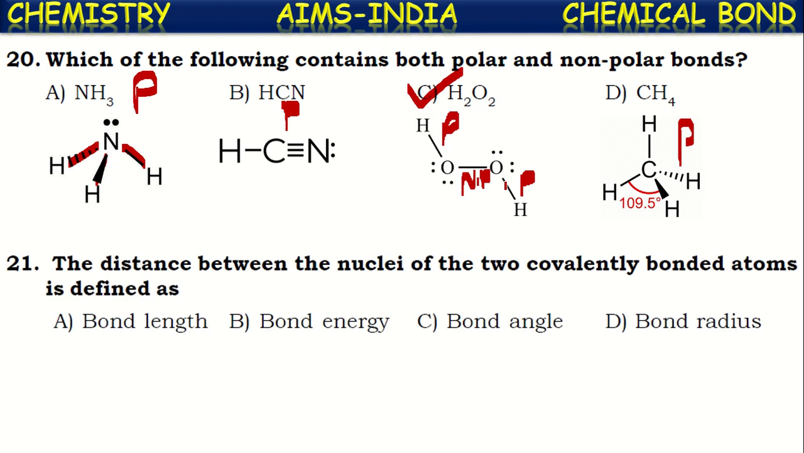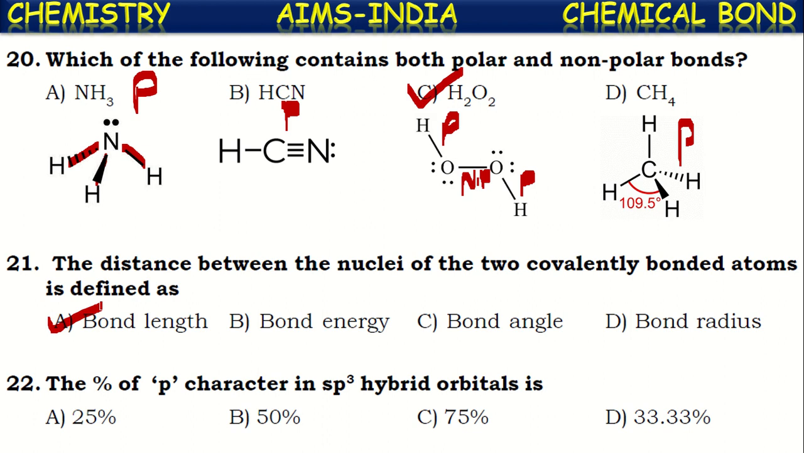the distance between the nuclei of the two covalently bonded atoms is defined as. So how do we define that? The distance between the nuclei of two covalently bonded atoms is defined as bond length. It is called bond length. Okay, next.